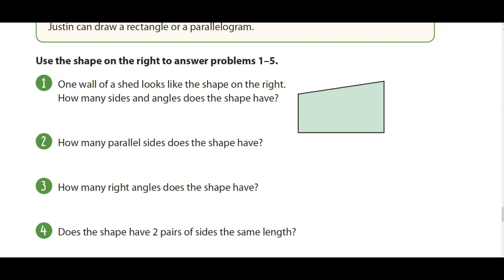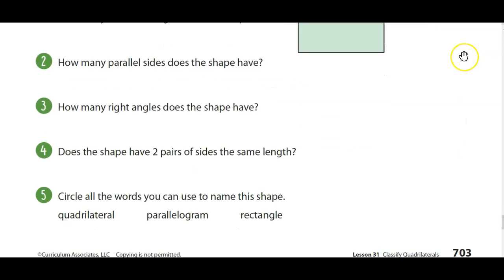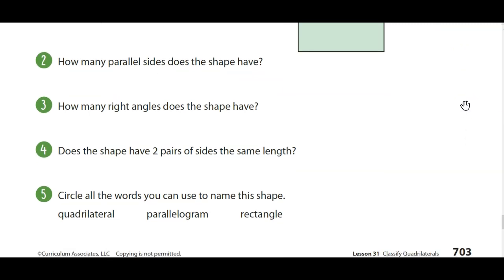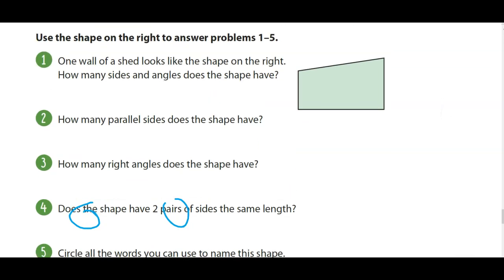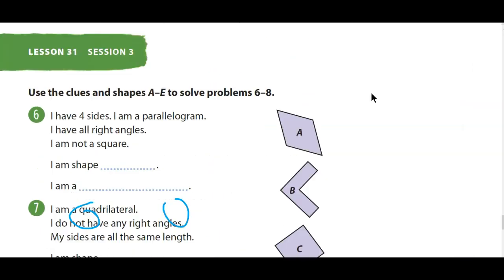How many right angles does the shape have? Only 2. Here and here. Does the shape have 2 pairs of sides that are the same length? Kind of. Bottom and right, probably. Top and bottom. Circle all the words you can use to name the shape. It would be a quadrilateral and a parallelogram, not a rectangle. A rectangle has 4 right angles. This shape doesn't.